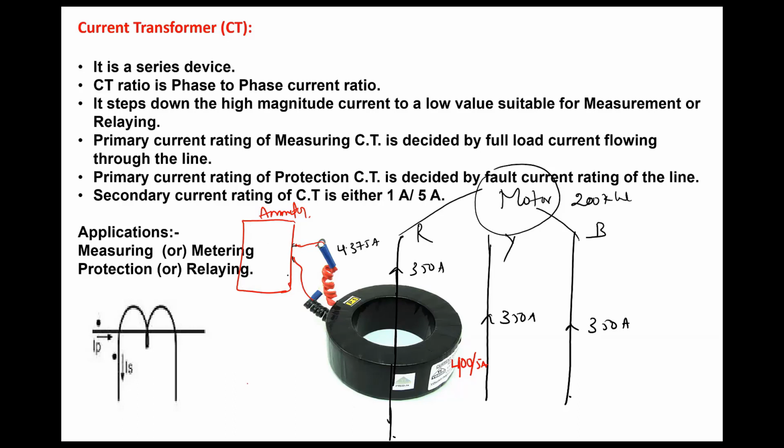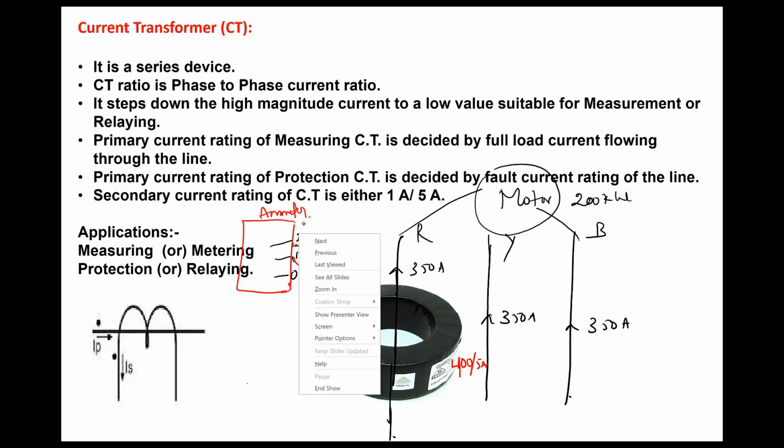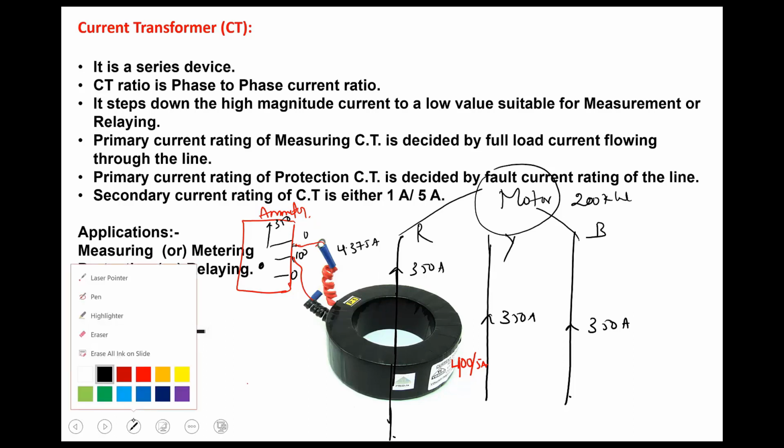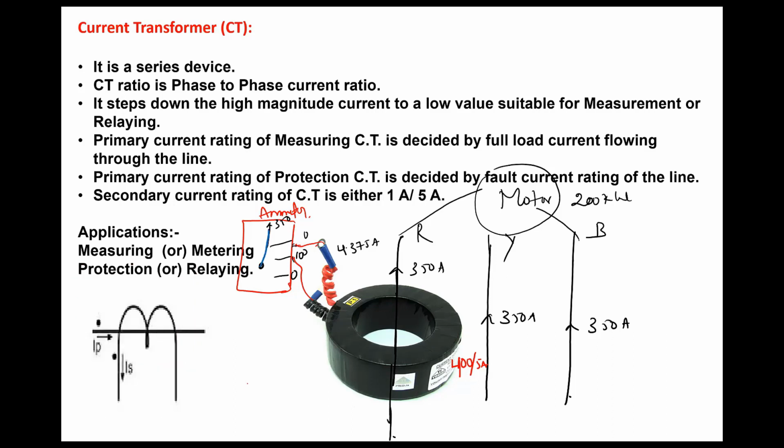Let us say the currents are like this: 0, 100, 200, like this. So somewhere 350 is there. So this spindle will show 350 ampere. Understand? That's how you connect a CT. Here you have connected for measuring, ammeter measuring.